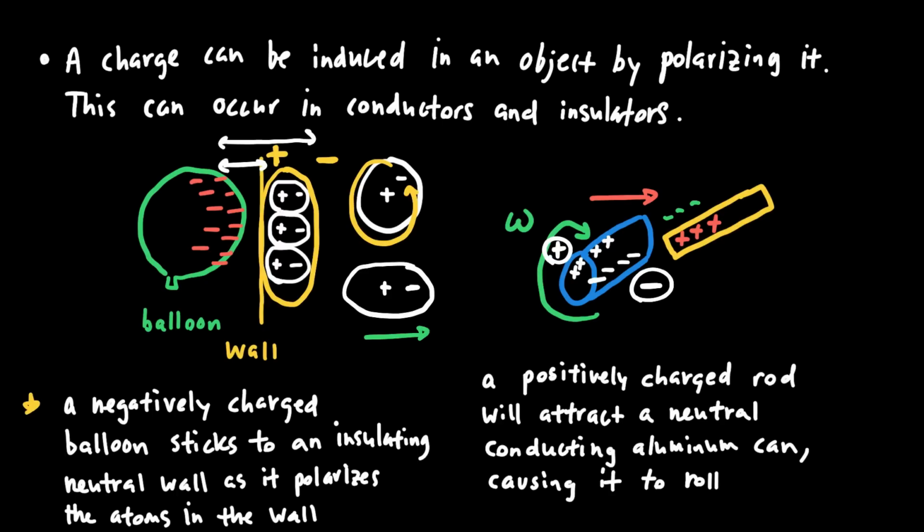So in summary, a positively charged rod or a negatively charged rod will attract a neutral conducting aluminum can, causing it to roll.